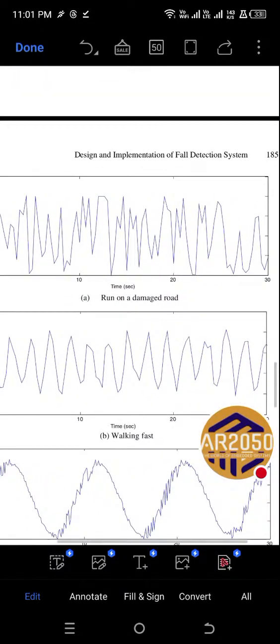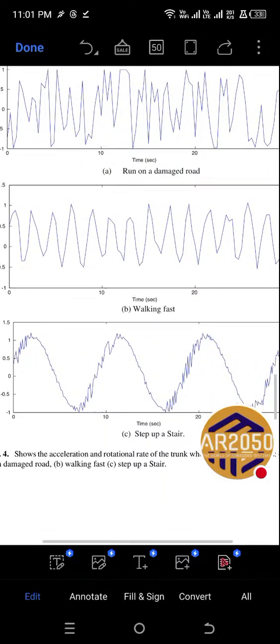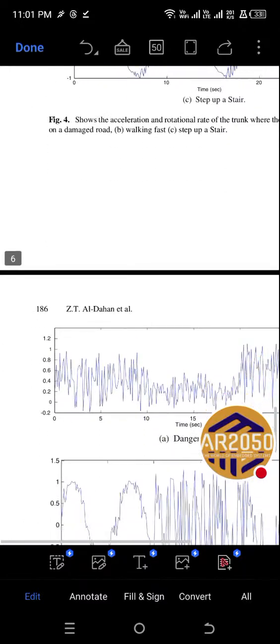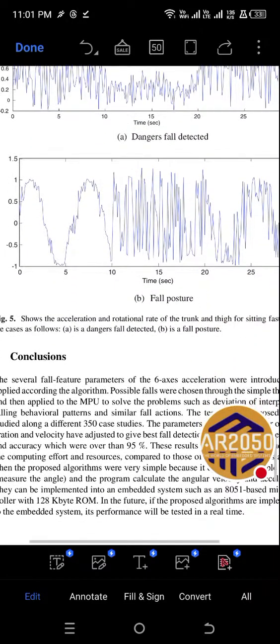So this is kind of running on a damaged road, walking fast, stepping up the stairs, so that's kind of the wave change they get. Danger, fall detected. Okay, so that's what the fall looks like, and the fall posture.